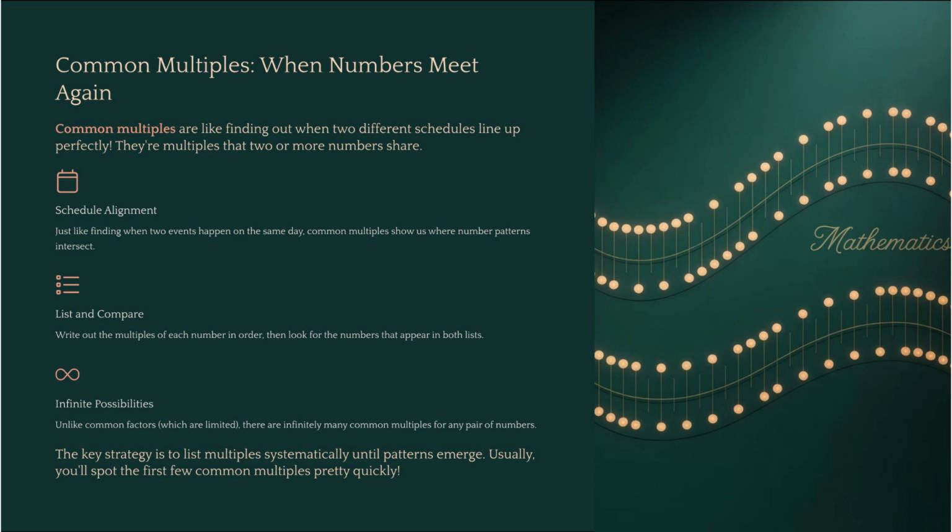Now we switch to common multiples. These are the multiples that two or more numbers share. Since multiples go on forever, we usually only look for the smallest few. To find them, you start listing the multiples for each number until you see the numbers appear in both lists.